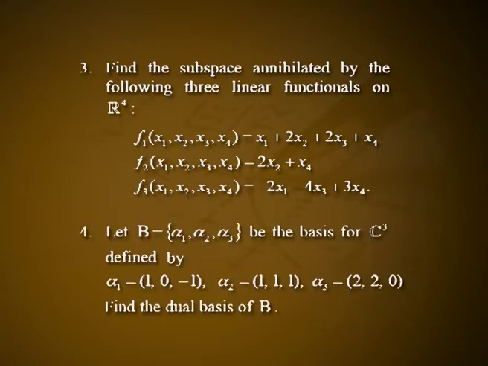4. That is, B equals {alpha_1, alpha_2, alpha_3} be the basis for R^3 defined by alpha_1 equal to (1, 0, minus 1), alpha_2 equal to (1, 1, 1), alpha_3 equal to (2, 2, 0). Find the dual basis of B.